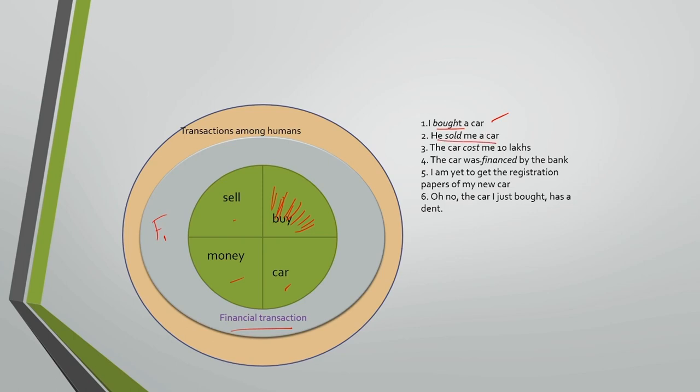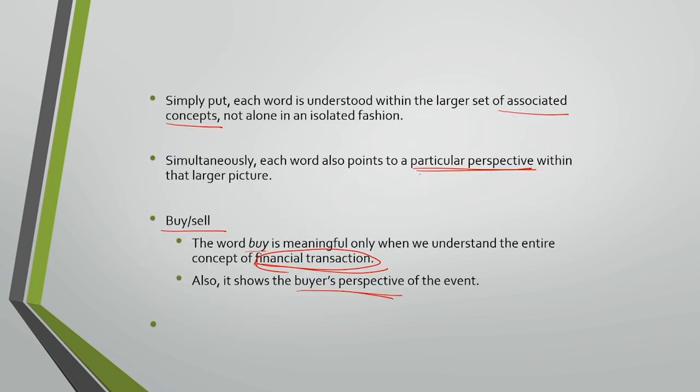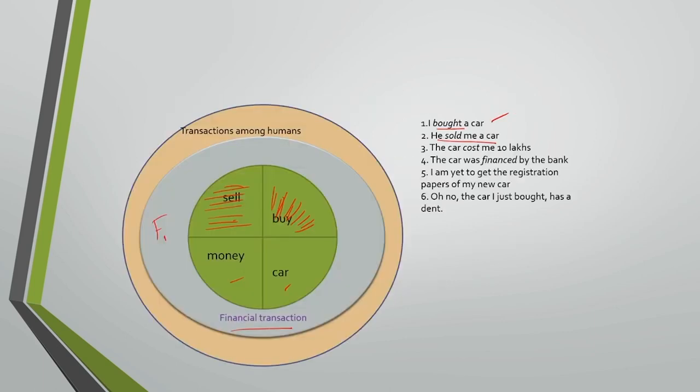Now, once you say he sold me a car, this is another aspect of the same frame that we are highlighting. This is what we meant, that it also shows the buyer's perspective. So, if you use the word to sell, you are bringing forward, you are foregrounding the selling aspect of the transaction, and if you use the word buy, you are highlighting the buying aspect.